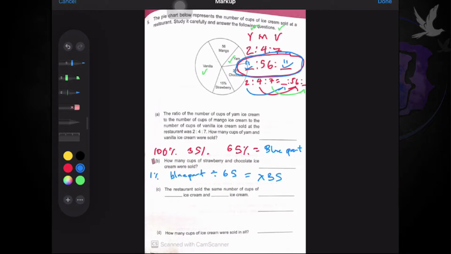For letter C naman, it says there that from there, data gathering kayo, you'll be able to find out kung ano na yung mga ice creams, the total number of ice creams. So from there, malalaman nyo kung which ice creams were of the same number of cups. Okay, so sa letter C naman, how many cups of ice cream were sold all in all? So, i-total nyo lang lahat. Ilan yung sa vanilla, ilan yung sa mango, ilan yung sa yum, sa chocolate, and sa strawberry.